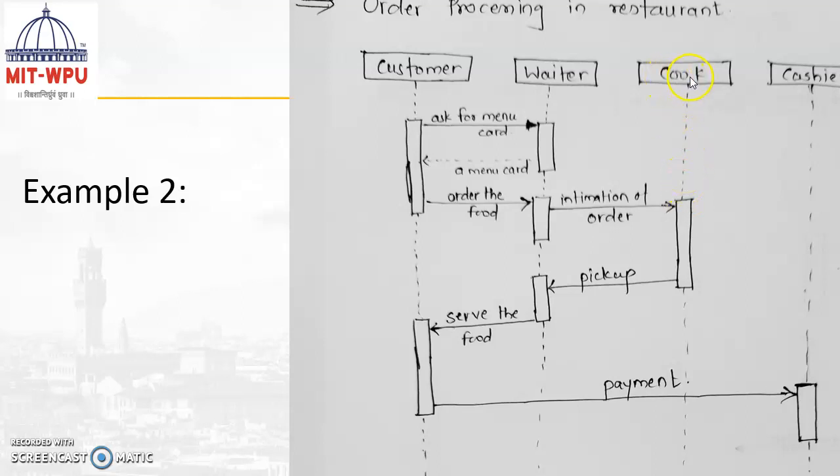So here the cook comes into the picture, and because of that the focus of control is represented here as the cook is trying to prepare the food. Once he has done with that, the food is ready for pickup. That message is passed towards the waiter. So here again the waiter's focus of control is started. Once the waiter receives that information, the waiter is trying to serve the food.